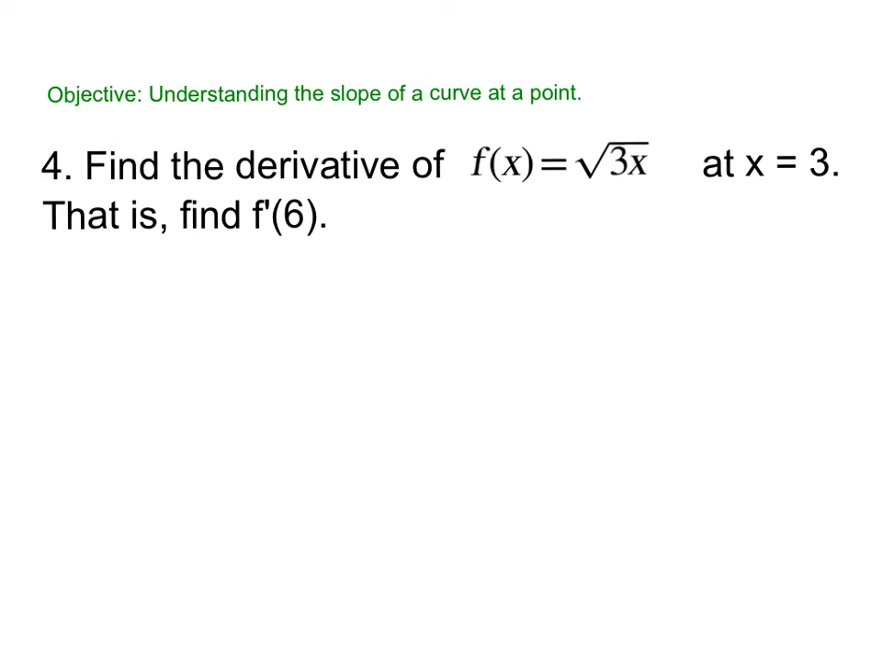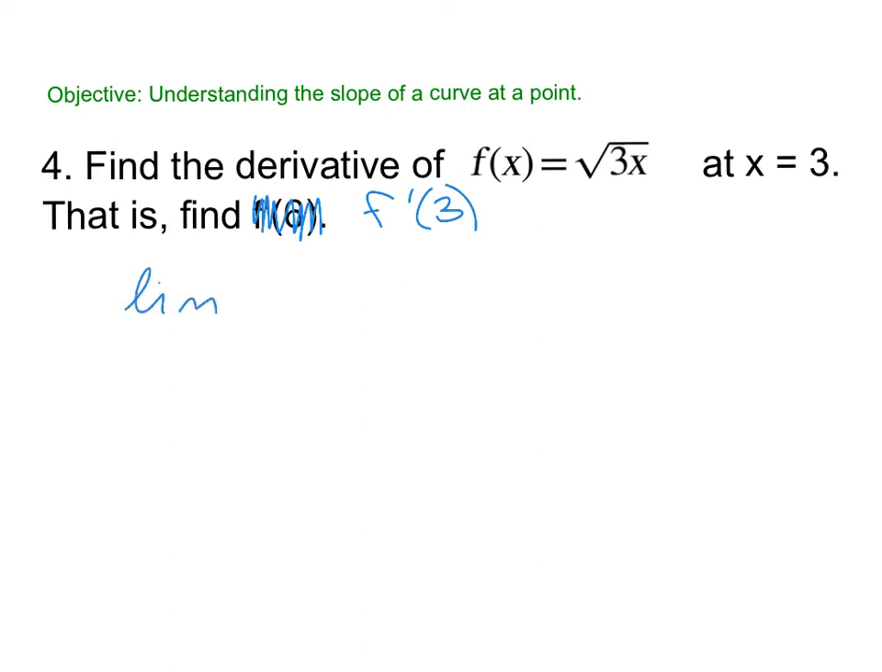All right, so find the derivative of the square root of 3x at x equals 3. That means find f prime of 3. I said 6 there, but that should be f prime of 3. I don't know what I was doing there. Otherwise that wouldn't make sense. So we're doing exactly what we did before. We're just naming it something different.